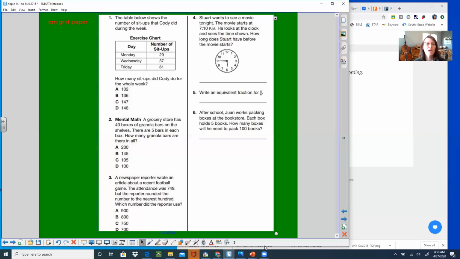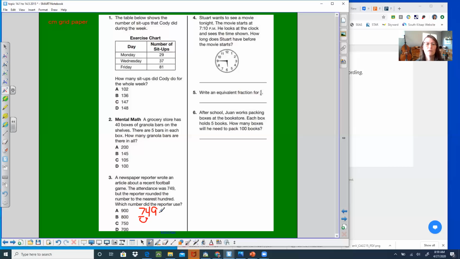Number 3, a newspaper reporter wrote an article about a recent football game. The attendance was 749, but the reporter rounded the number to the nearest 100. Which number did the reporter use? So I'm going to set that one up like if you were doing it on paper. You have the 749, and it is telling you you're rounding it to the nearest 100. I'm going to underline the hundreds place, draw an arrow.